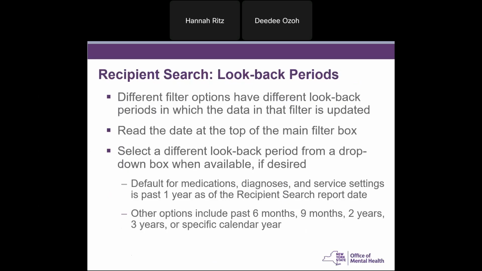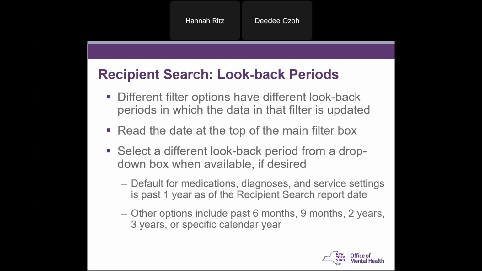Another important thing to keep in mind when using recipient search are the look-back periods. Different filter options have different look-back periods in which the data in that filter is updated. So just make sure to read the date at the top of the main filter box for reference. In some of the sections, you do have the ability to select a different look-back period from a drop-down menu.